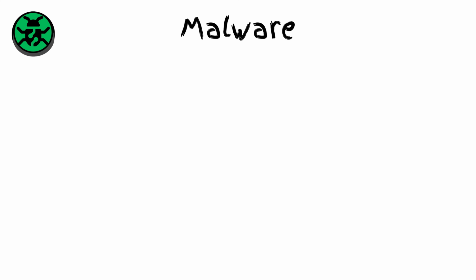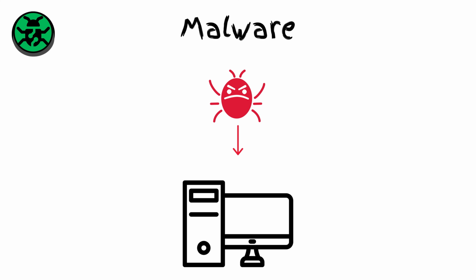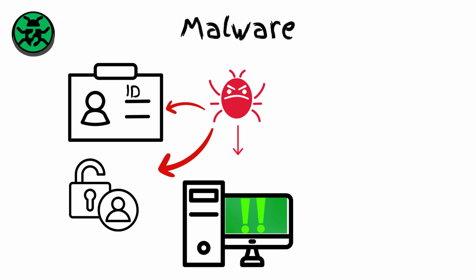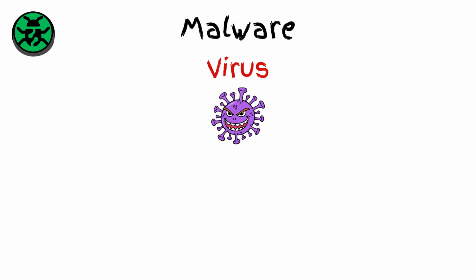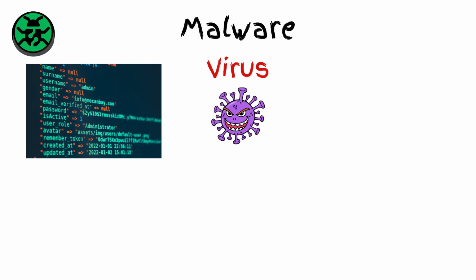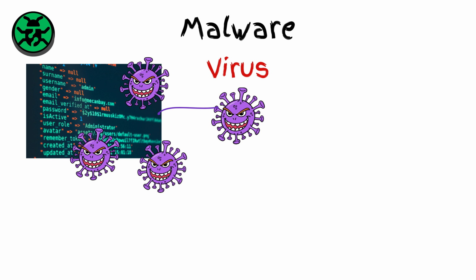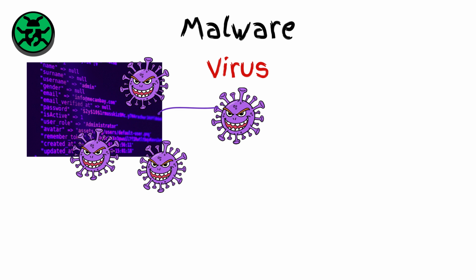Malware refers to any software specifically created to harm a computer, steal personal information, gain unauthorized access to systems, or interfere with the user's security and privacy. A common type of malware is a virus. A computer virus is designed to replicate itself by changing other computer programs and inserting its own code. If successful, the areas affected become infected.